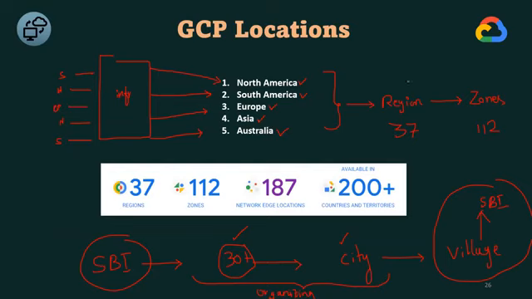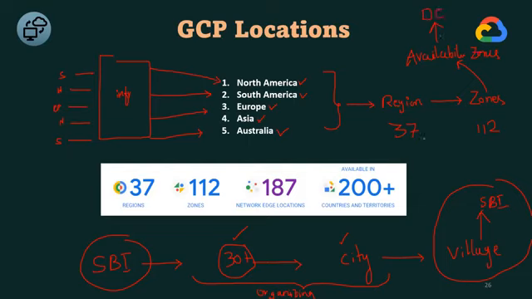Likewise, Google has its own infrastructure which is divided among all of these 5 locations. These 5 locations are further divided into regions. These regions are further divided into zones. These zones are actually called availability zones because there is a reason for that: the zones are the ones holding that infrastructure, which is called a data center.